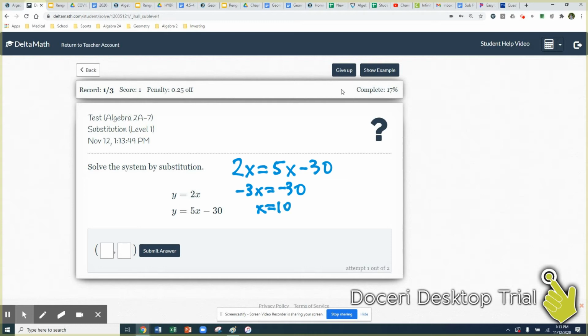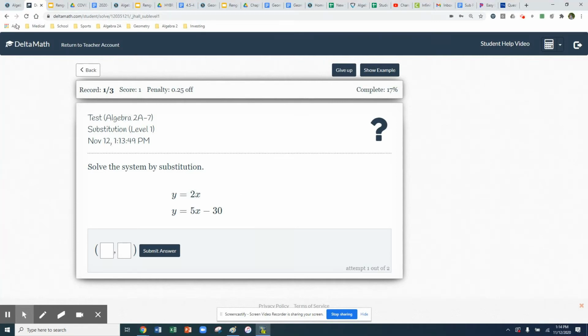Now, once we know x is equal to 10, I'll put 10 in for the x. You can kind of do mental math. Y equals 2 times 10. That's going to mean y is equal to 20. So there's my second solution.